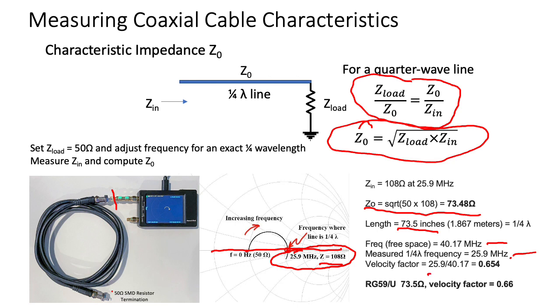The ratio of those two frequencies, 25.9 to the measured frequency of 40.17, is the velocity factor. In this case, it's 0.654. Well, it turns out that RG59U meets those specifications nearly exactly. The impedance of an RG59U cable is 73.5 ohms. I've measured 73.48, can't get too much closer. And the velocity factor is 0.66. I measured 0.654. So you can see that we have now determined that that hunk of cable that was laying around was a piece of RG59U or something equivalent.